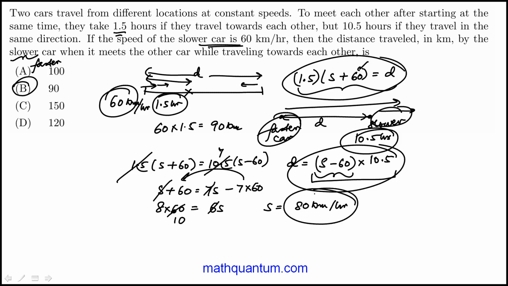And from there, you can answer whatever questions they're asking. If they were asking how much distance it has traveled, that would be 80 times 1.5, which is 120 kilometers. And of course, that's here too. But maybe they're expecting people to think they're asking for the distance traveled by the faster car, for which you don't need to do any of this work. Or maybe they made a typo.